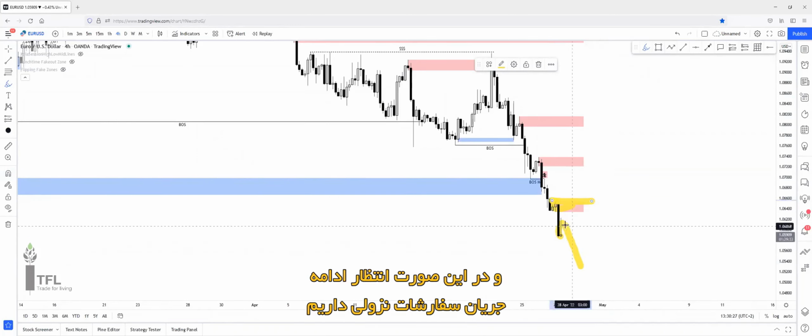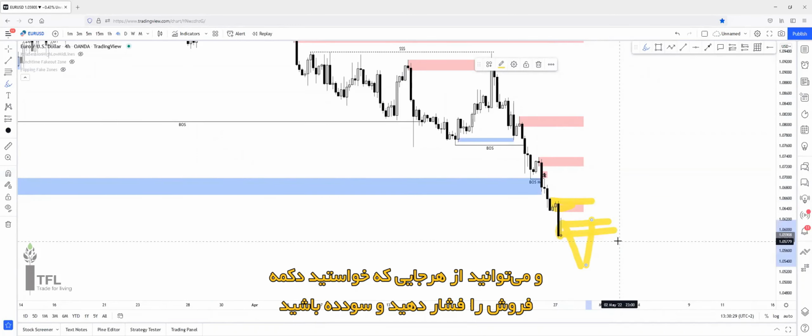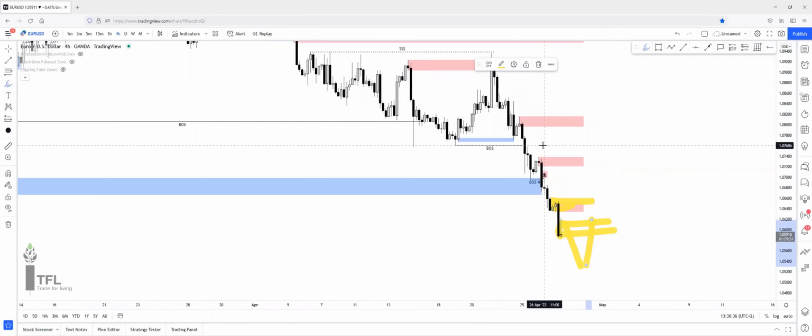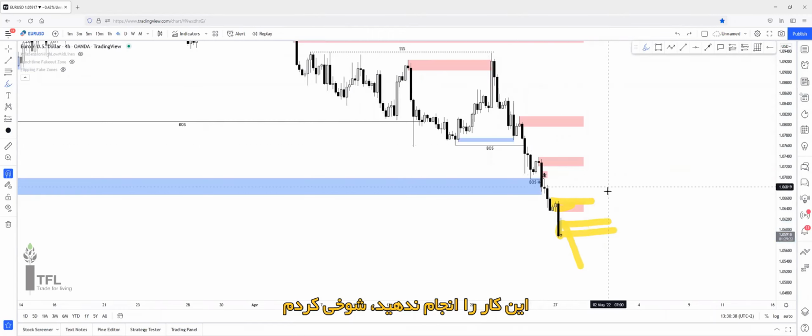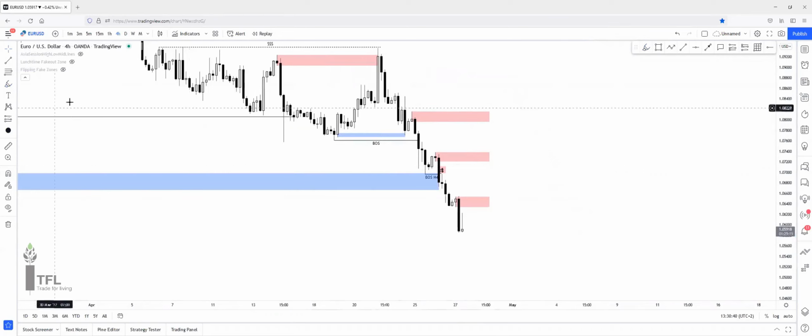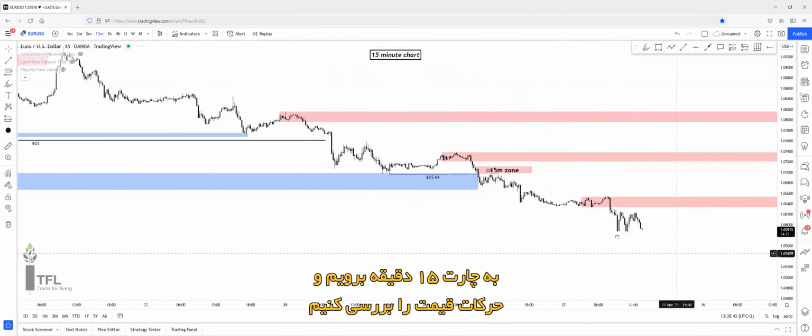So if price creates another breakout structure here to the downside without even tapping this 4-hour supply zone, then we can really expect the continuation of the bearish order flow, and you can just press this sell button anywhere on the chart and you'll be profitable. But this is a joke. Don't do this. So yeah, let me just switch to the 15-minute chart.